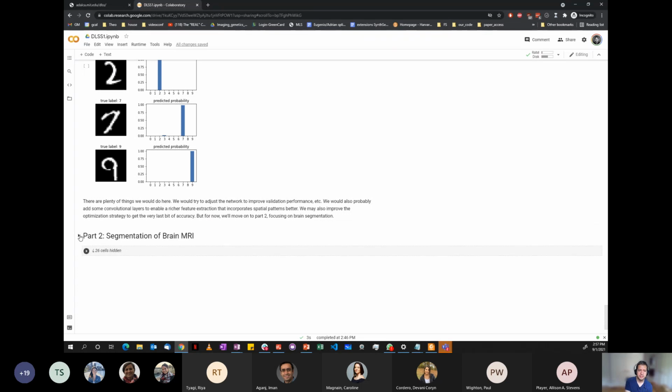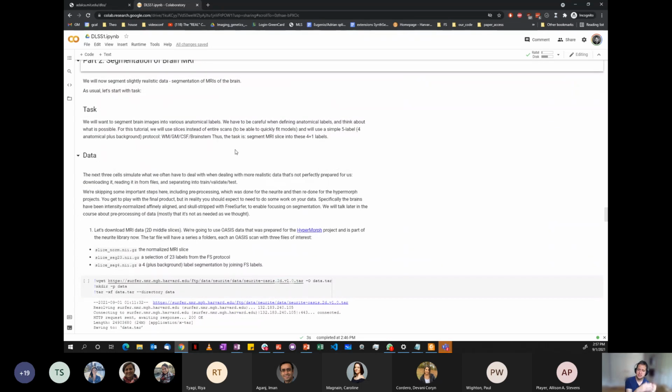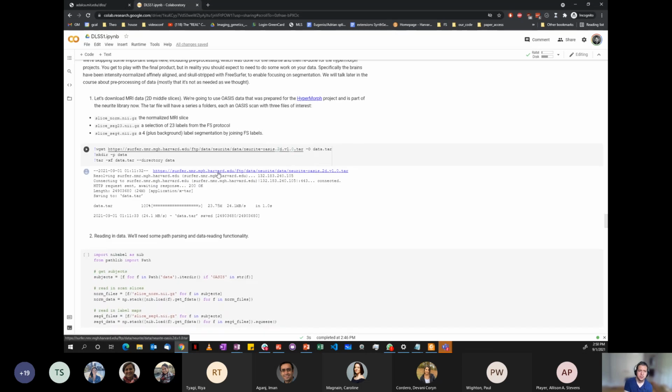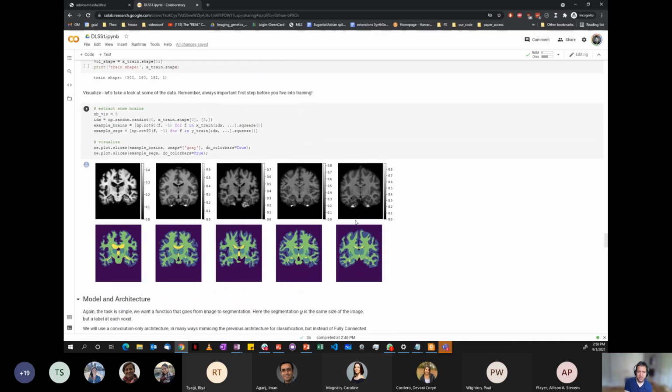And then I do the exact same thing with brain MRI. So what's the task? I tackle a segmentation task into white matter, gray matter, CSF. What's the data? Andrew has prepared some data for a different project that we used here. And so we get the data, we have to read it in, we split it, and then we look at it, right? Again, visualization. So here's a bunch of brains. Here's what the segmentation maps look like.